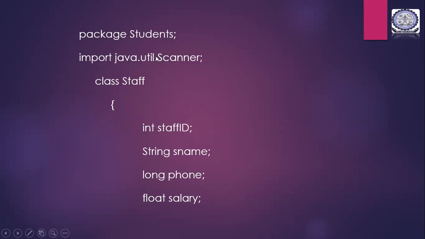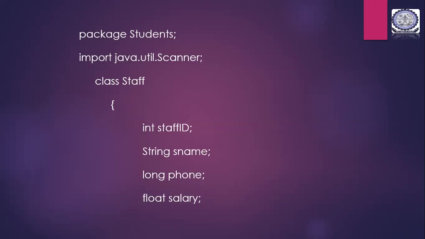If we have to use the entire set of classes in util, we will write it as import java.util.*. So star gives you access to all the classes defined within the util package. But we don't require all the classes. We require only the Scanner class because we want to put input into the program.